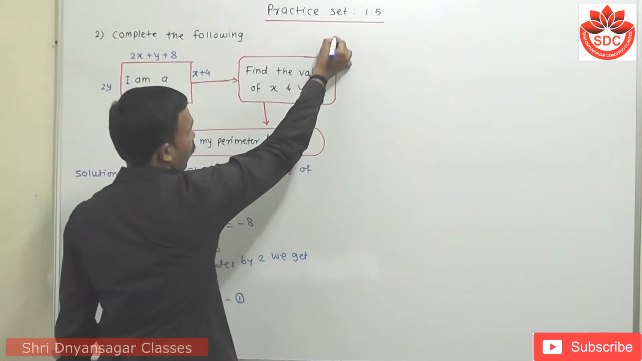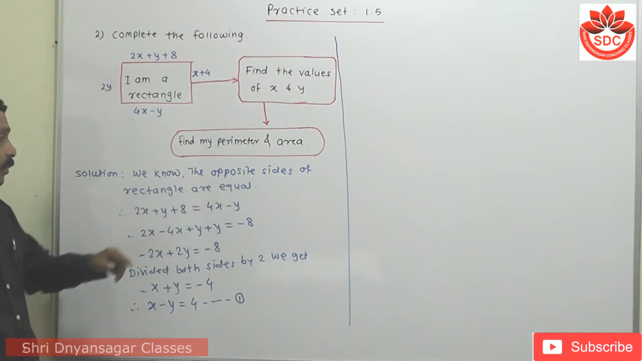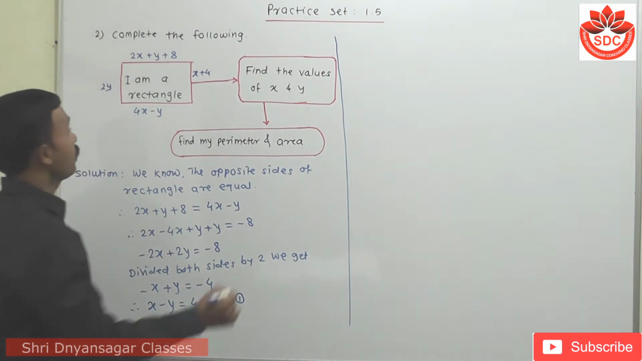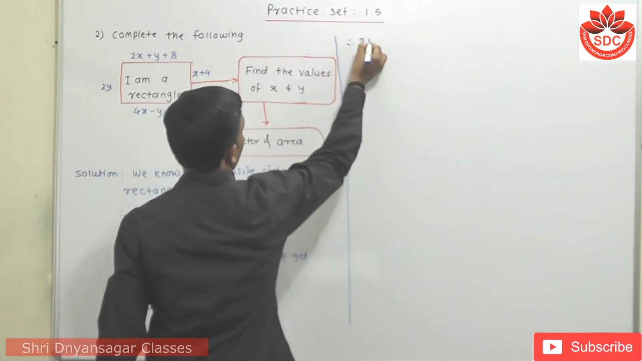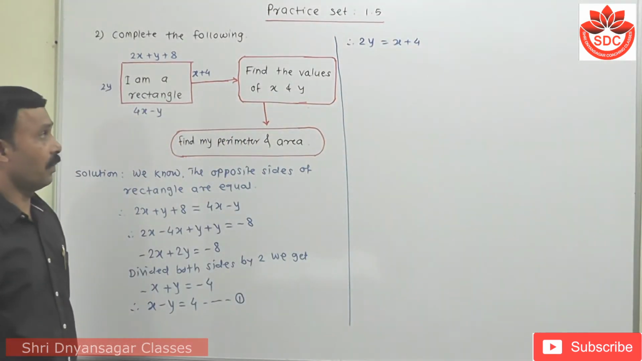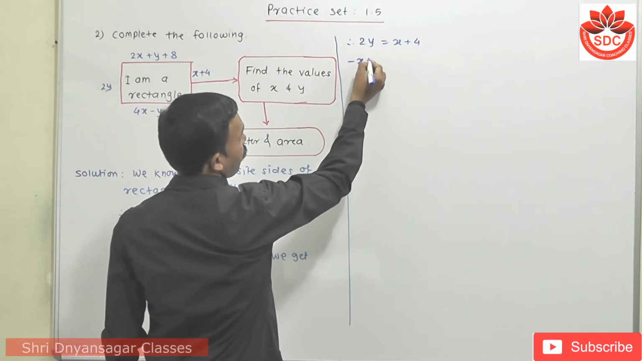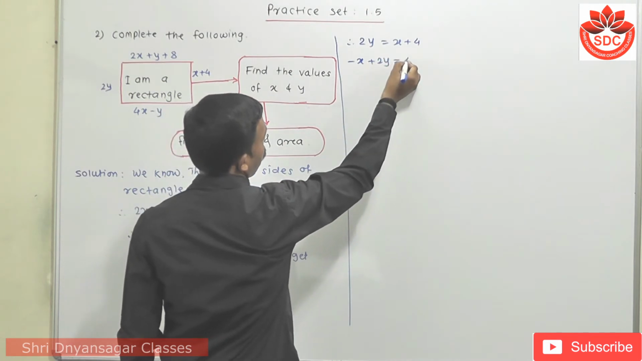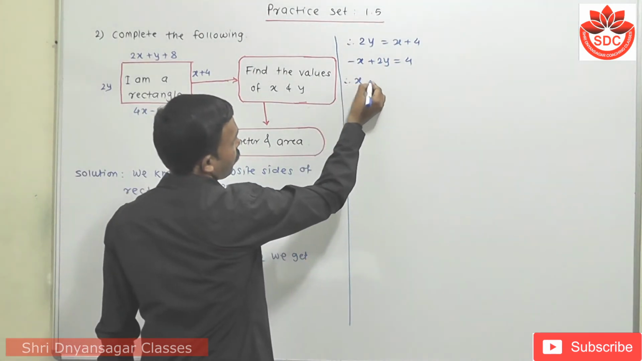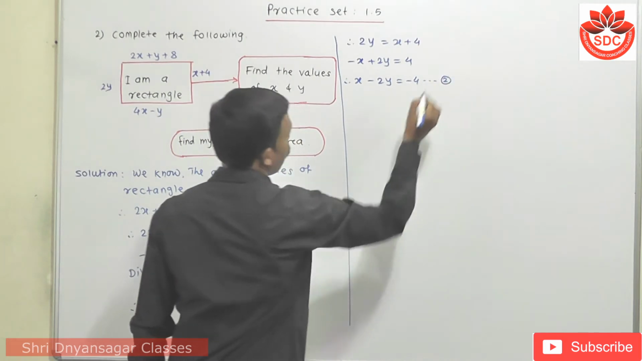Then we take the next values here. Now we use the first opposite side in that length, then also use the breadth. Breadths are also equal, so by using this, 2y is equal to x plus 4. Transposing this x to this side, we get minus x plus 2y is equal to how much? 4. Also changing the sign, we get x minus 2y is equal to minus 4. This is equation number, suppose, second.